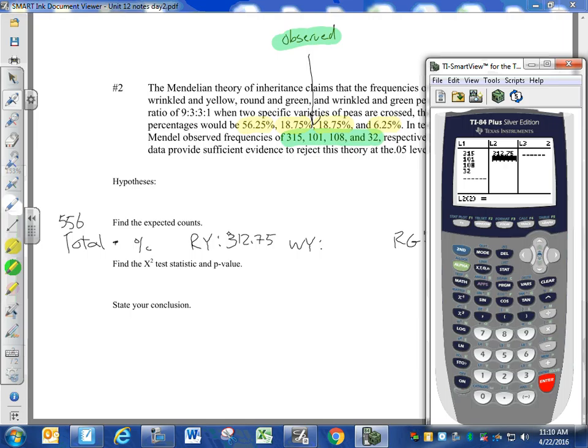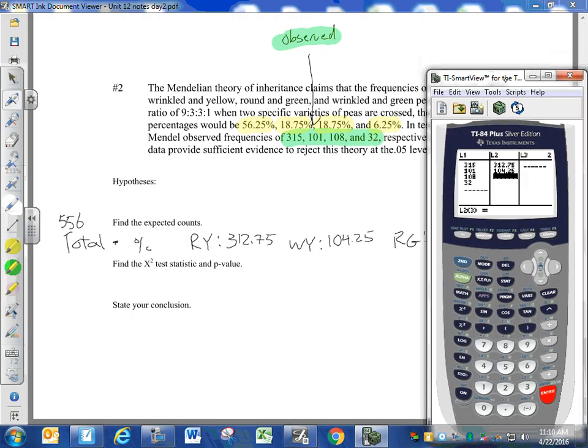Am I taking the 315 and multiplying by that? Nope. You're taking your total amount of peas that you have. Oh, by each of them. Okay. So you add them all together, and you know we have 556 peas, and then we multiply 556 by each of the percentages. You could do it in your table. It's actually not that bad. 556 times 0.1875. 104.25.